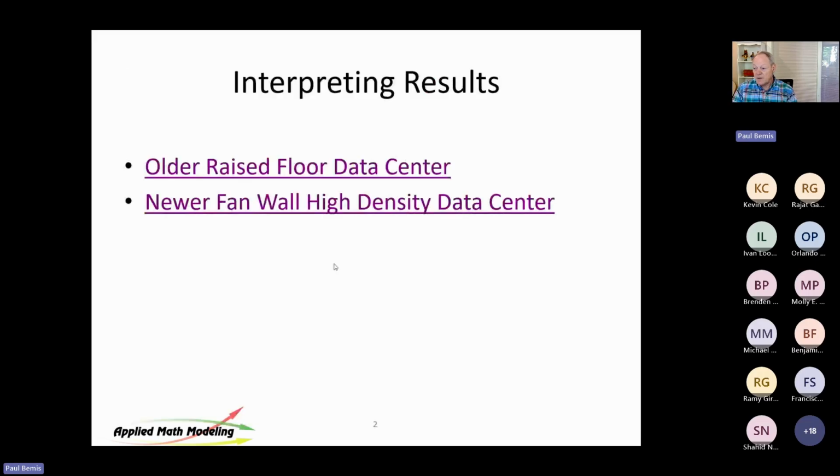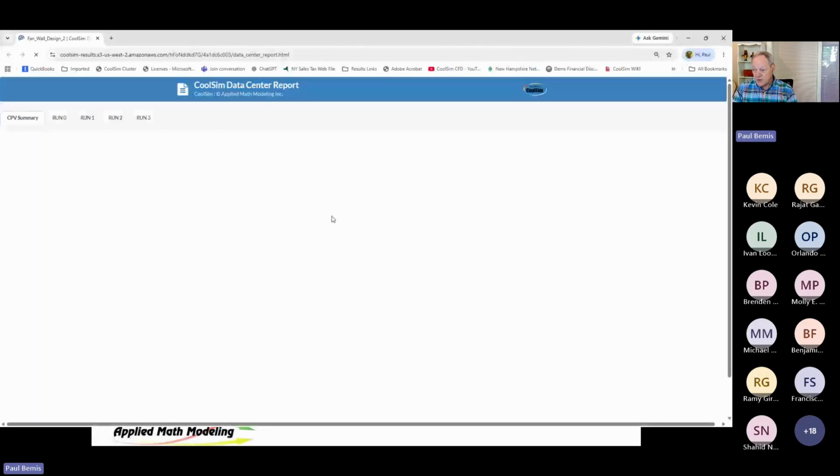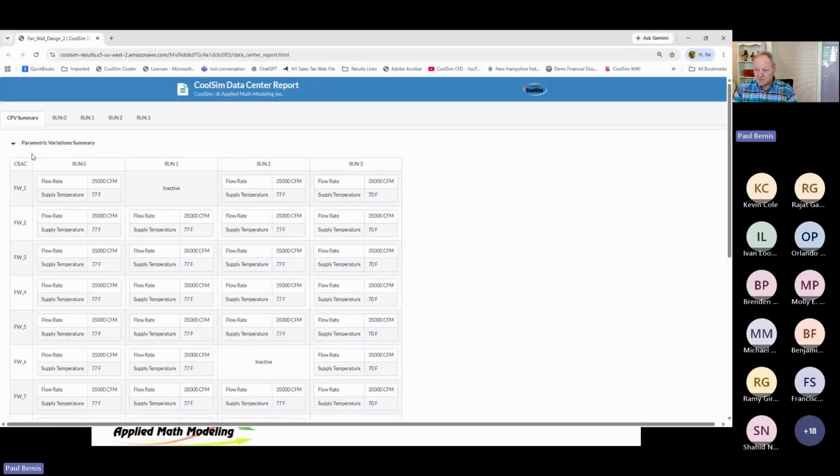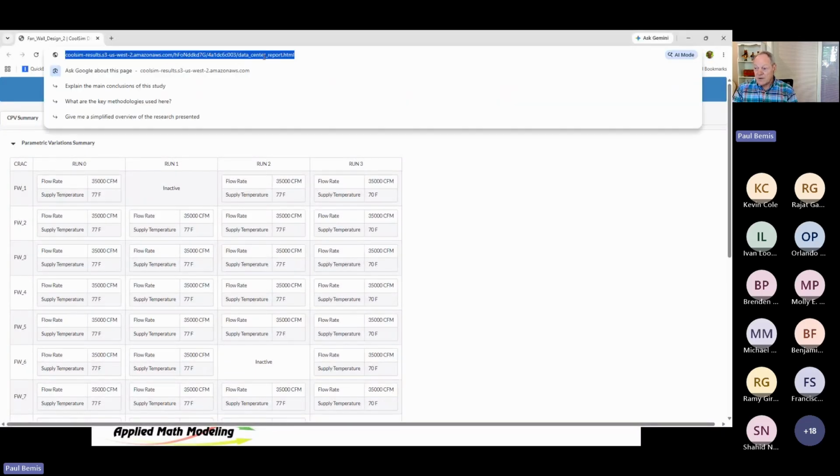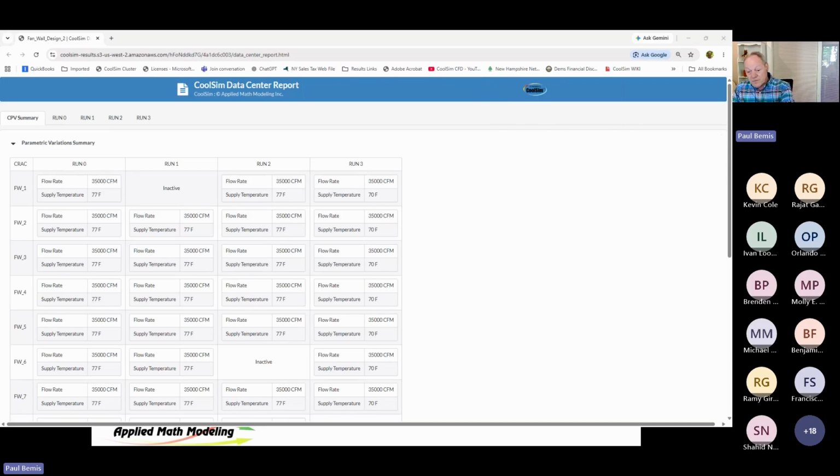So let me close that. I'm going to go next to a high density because these issues are the same regardless of the design. So here I'll take this one again and I'll put it into the chat so that you have a copy of this one as well. Again, these persist. You can keep these, you can bookmark them, you can share them with your friends and neighbors.